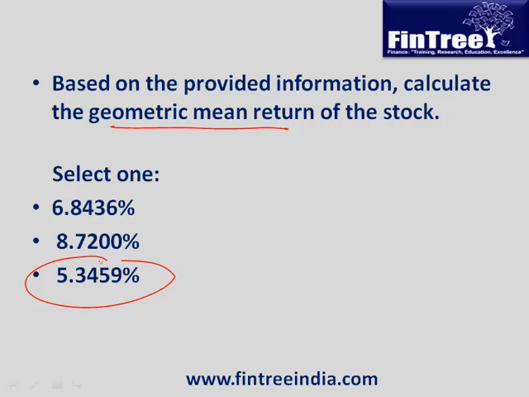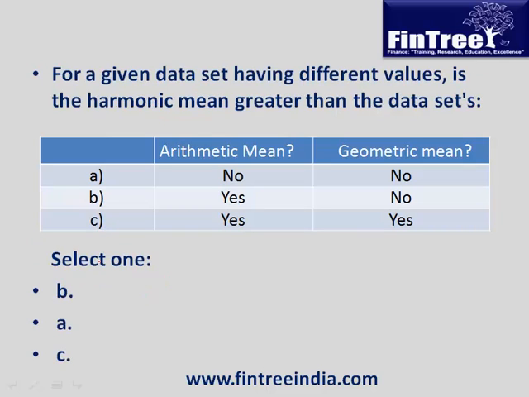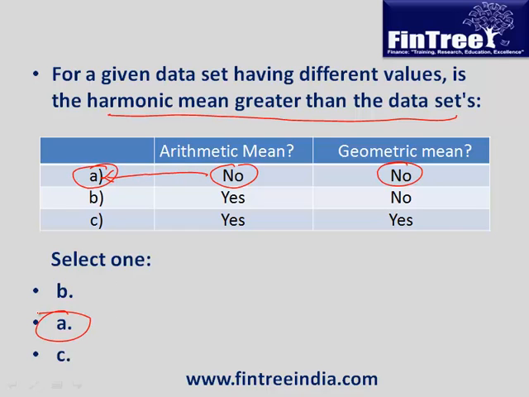Next question. From the given dataset having different values, is the harmonic mean greater than the dataset's arithmetic mean and geometric mean? The answer is no and no, which is shown correctly in option A, which is here. Because we know that arithmetic mean is highest, then geometric mean, and the lowest is the harmonic mean.